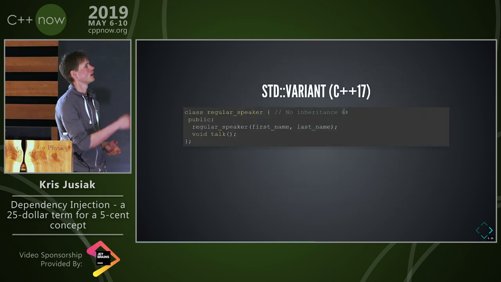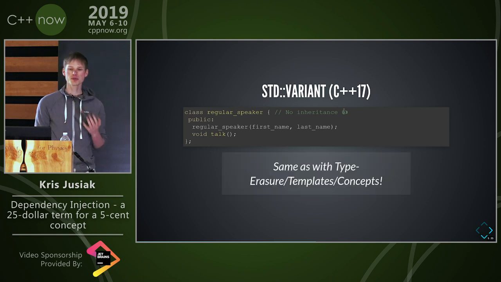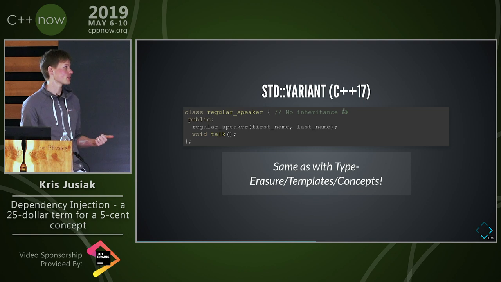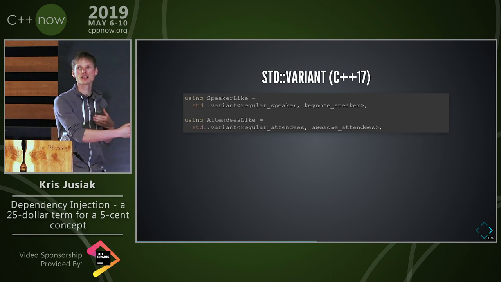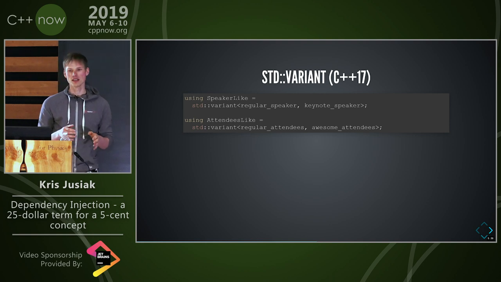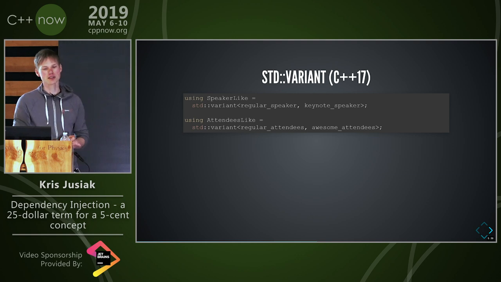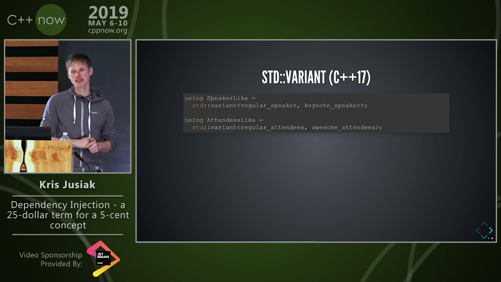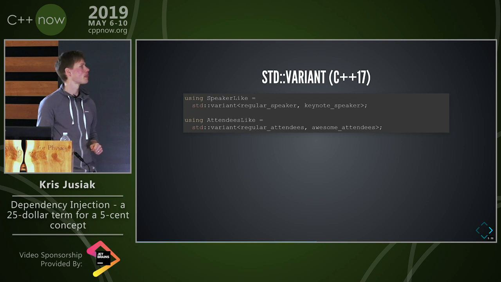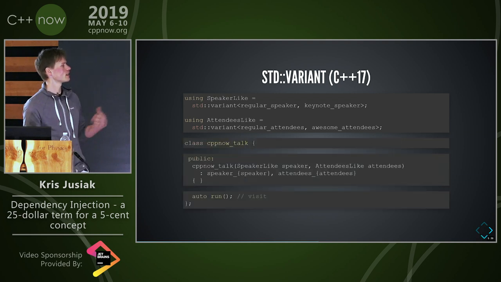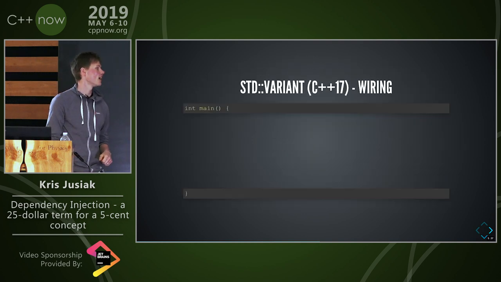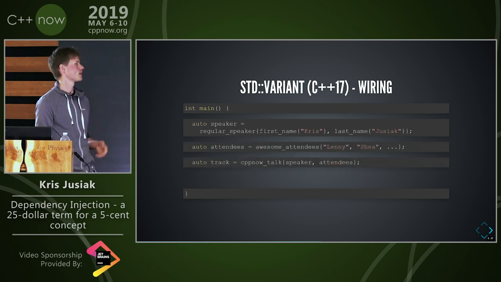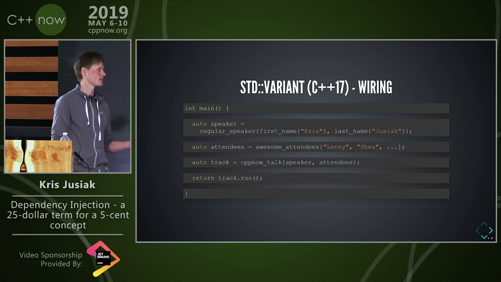Variant, we can use variant. We can have the same speaker without the inheritance. Great, we can reuse that. And then we have the variant from all the possibilities which we can have for the speakers. So this principle is kind of closed for fakes, unless you add any, for example. You can do some things with variant, but in principle, it's quite difficult to extend. But the idea is the same. We pass it through the constructor. That's the main theme, if you haven't noticed so far. And the wiring, a bit different as before, but we pass everything through main, we create the track, and we run it.